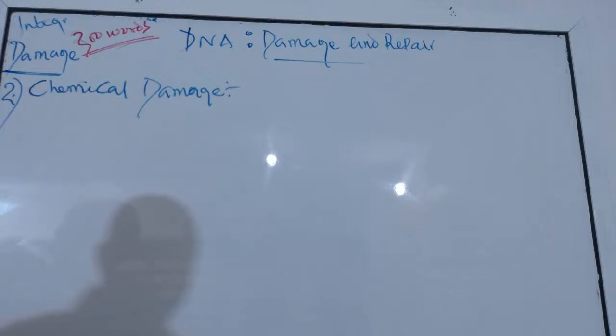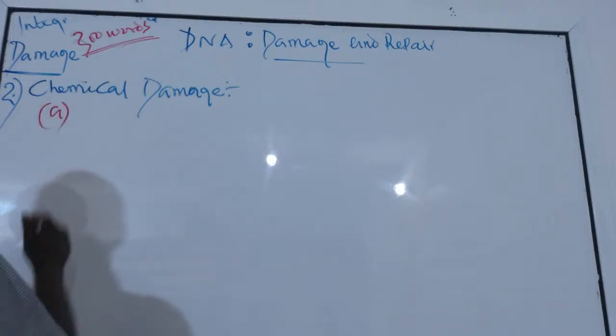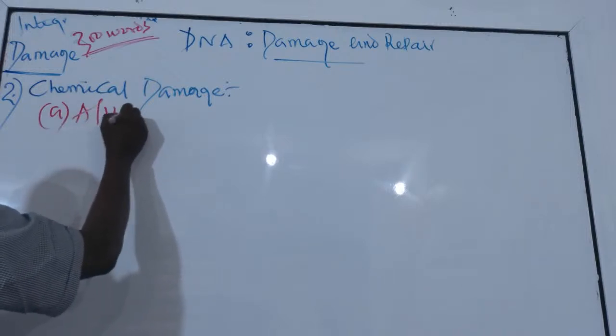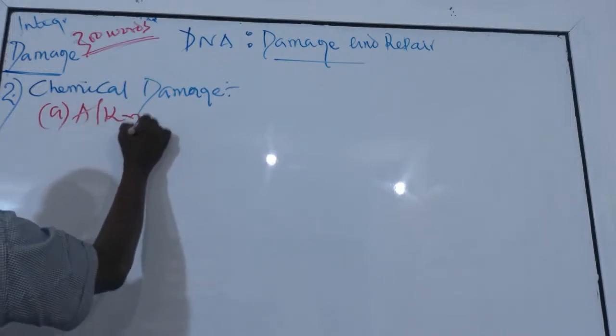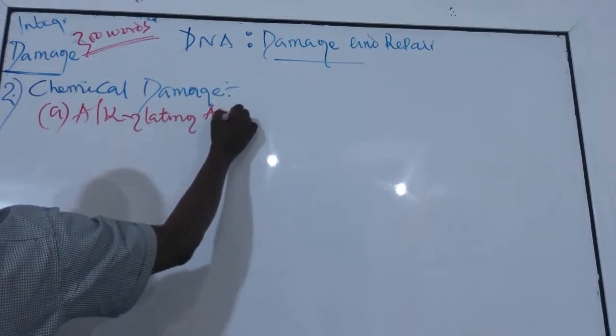So the next one is chemical damage. And under chemical damage, the first category has to be the damage that is caused by alkylating agents. Okay.